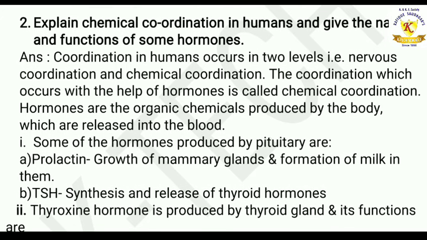Second, explain chemical coordination in human and give names and functions of some hormones. Answer. Coordination in human occurs in two levels, that is nervous coordination and chemical coordination. The coordination which occurs with the help of hormones is called chemical coordination. Hormones are the organic chemicals produced by the body which are released into the blood.